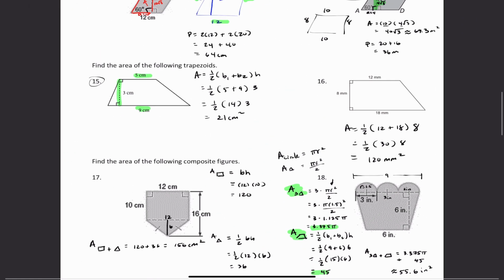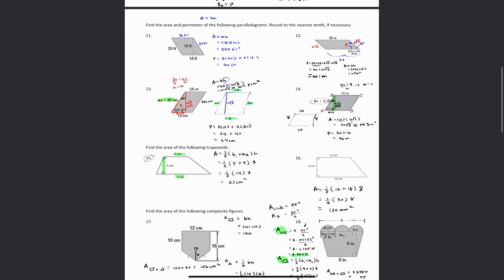So that is our second page of our Unit 11 test review.